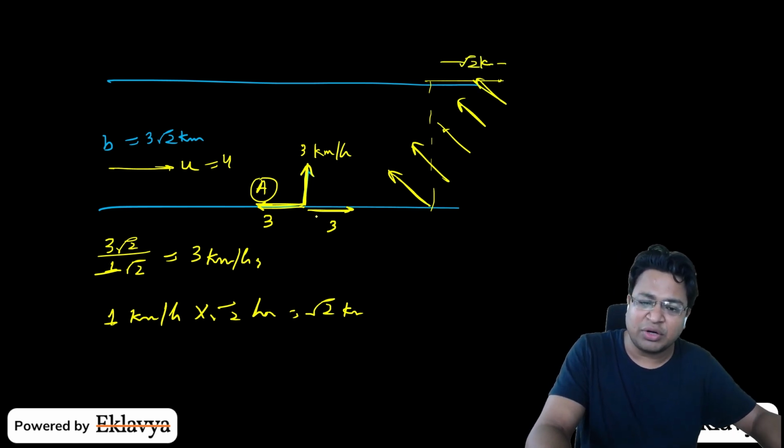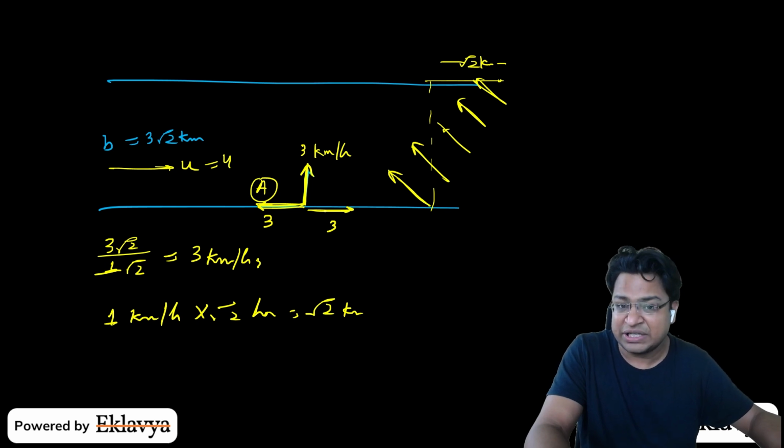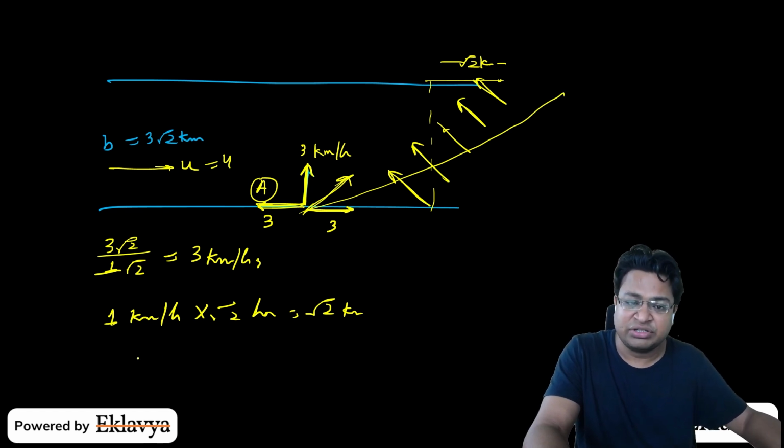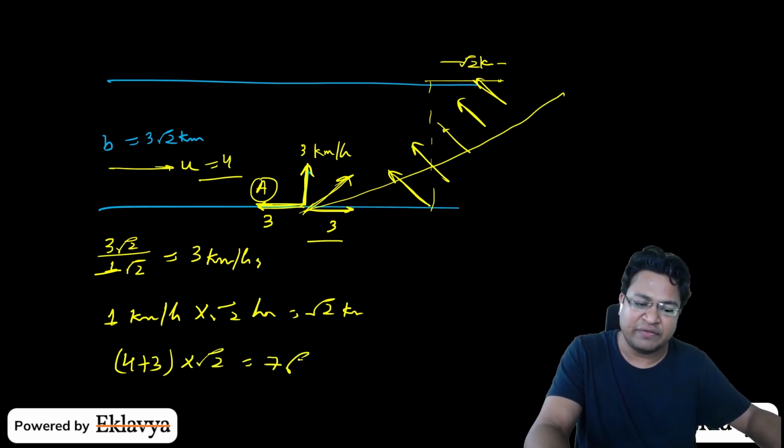Now, the other possibility, what if the swimmer goes in this direction, like he keeps the other component of the velocity downstream? In that case, the orientation of the swimmer would be like this, and the swimmer would end up traveling somewhat like this. And how much will this drift be? This drift would be 4 plus 3, that is this 4 plus this 3, 7 into root 2. So this drift would be 7 root 2 kilometers.